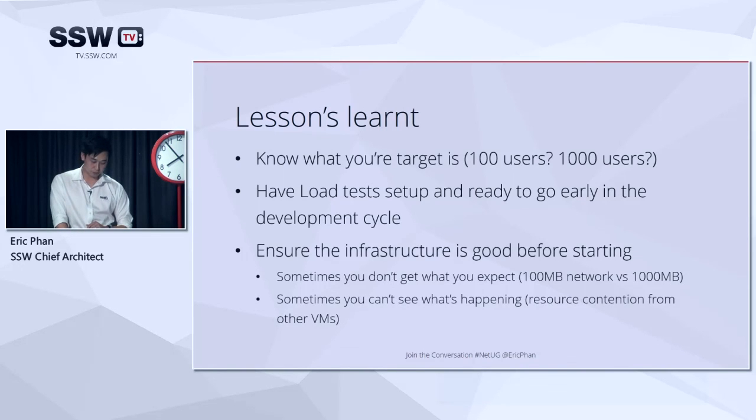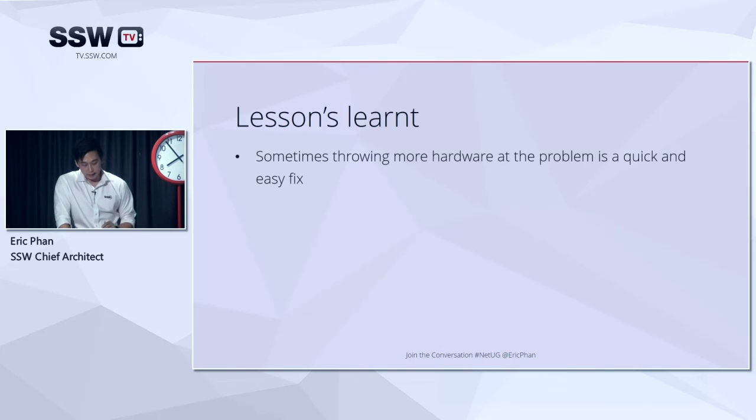Ensure that your infrastructure is good, because you don't always get what you ask for. We asked for gigabit, we got 100 megabit. And sometimes you can't always see what's happening in virtualized environments. Sometimes throwing hardware at the problem is a quick and easy fix. Remember the CPU running at 80% under load? We solved that by just getting the hosting provider to upgrade their CPU architecture, and that basically brought it down to 20%.